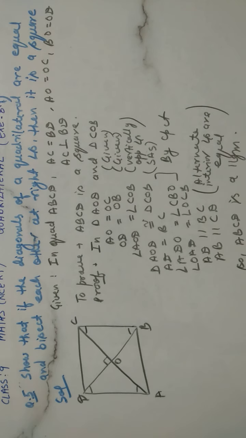Now we have proved that ABCD is a parallelogram, but what we have to prove is that this is a square. So have a look at how we will prove that it is a square.